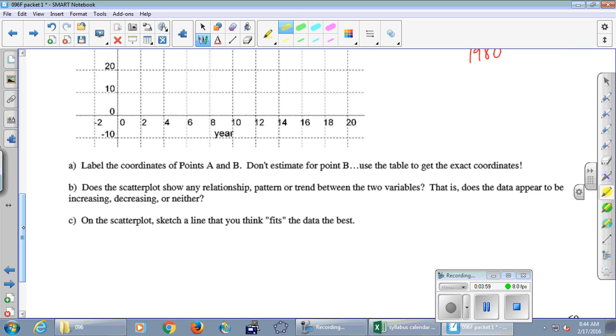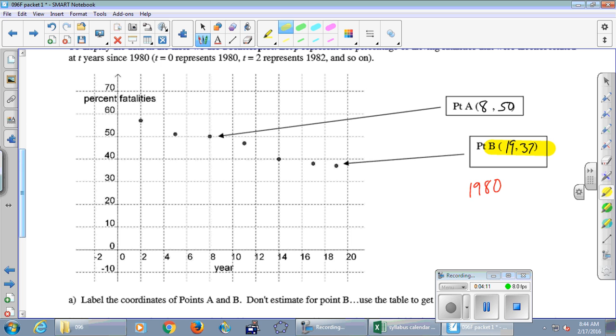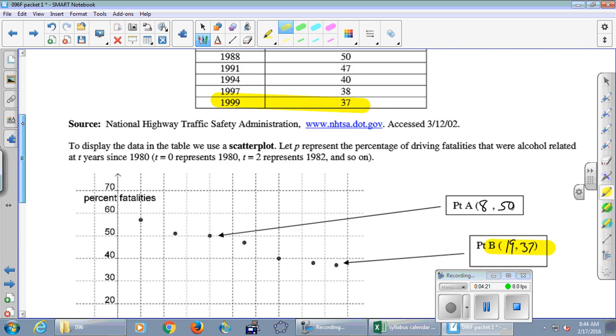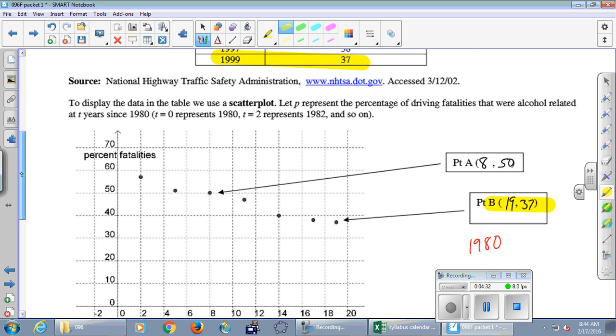Okay, coming down here, part B, does the scatter plot show any relationship, pattern, or trend between the two variables? That is, does the data appear to be increasing or decreasing or neither? So looking at the data, as time passes, what happens to the percent? Decreases. And it's really easy to see that by looking at the picture, right? Now, I suppose you could have seen that by looking at the data table. 57, 51, 50, 47, 40, 38, 37. So I can see the decreasing nature in both. But the picture, I feel like, gives me more.